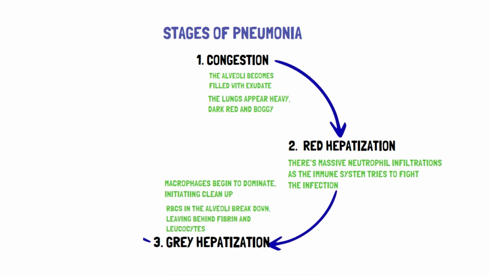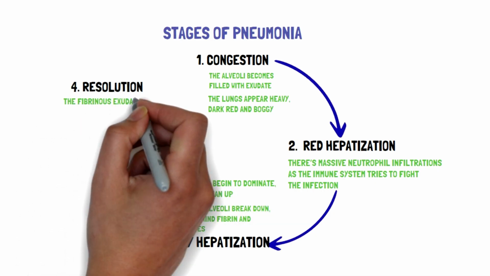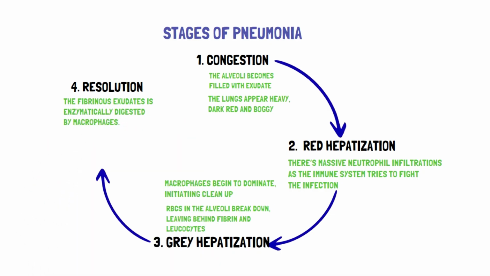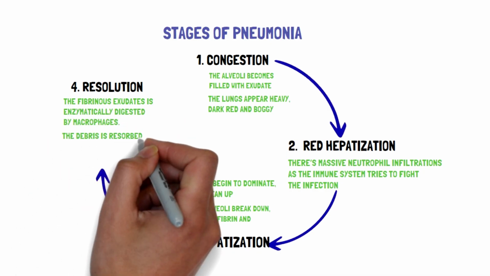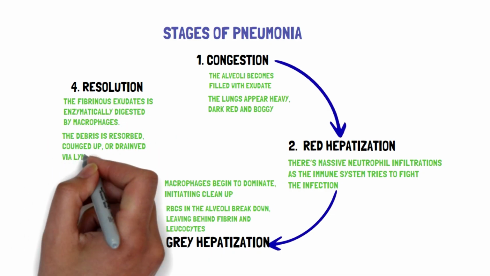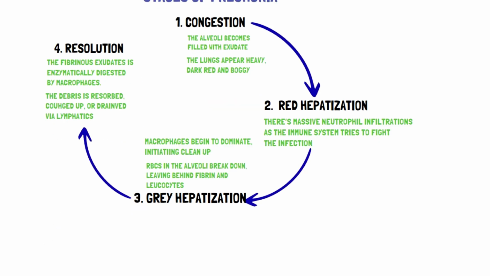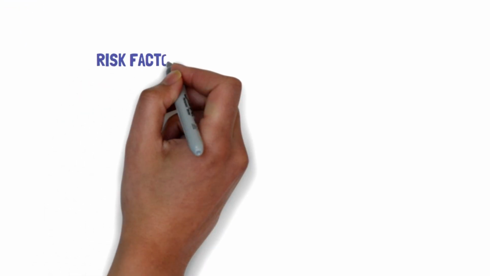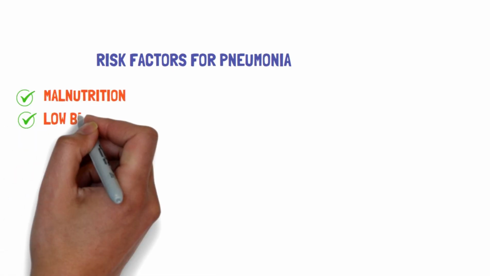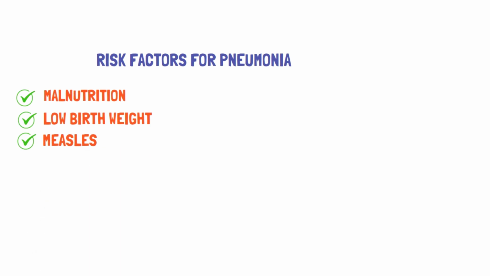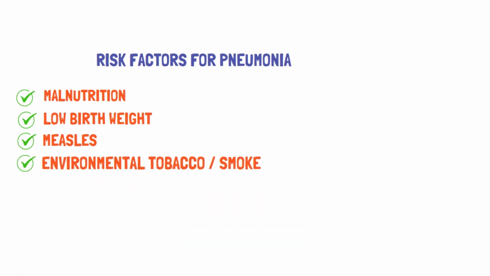Then we have our last stage, which is the resolution. So the fibrinous exudate is enzymatically digested by macrophages. The debris is resolved, coughed up or drained via the lymphatics. Normal lung architecture is gradually restored. Let's talk about the risk factors for pneumonia. So these include malnutrition, low birth weight, measles, environmental tobacco smoke, and overcrowding.